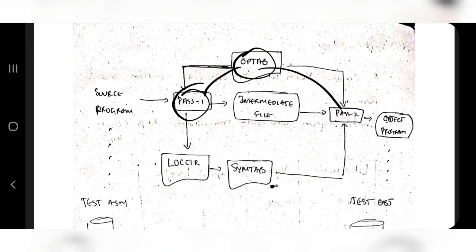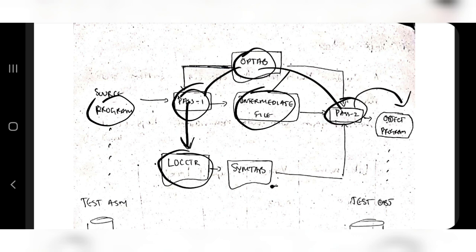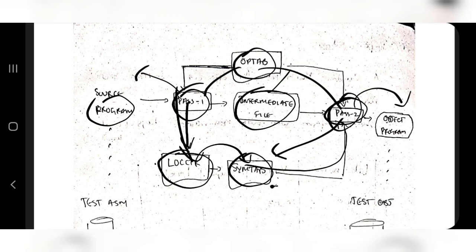When pass 1 happens, it converts the source program to an intermediate file that will be converted in pass 2 to the object program. In pass 1, the location counter is generated, which is converted to SYMTAB, and SYMTAB is referred to in pass 2. Variables that were not defined here are stored here, and that will be referred to in pass 2 for the definition purpose.